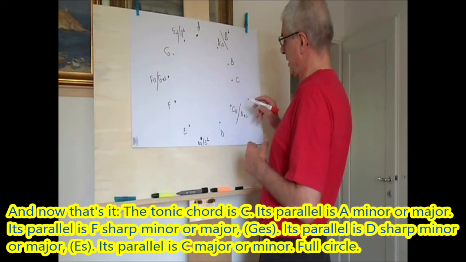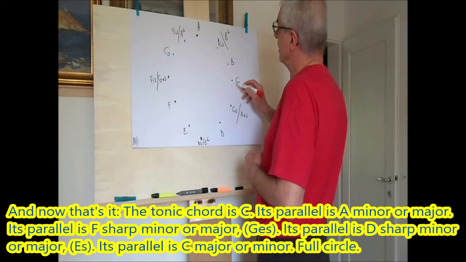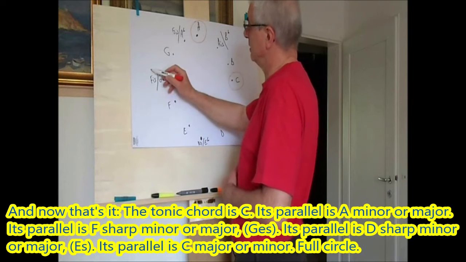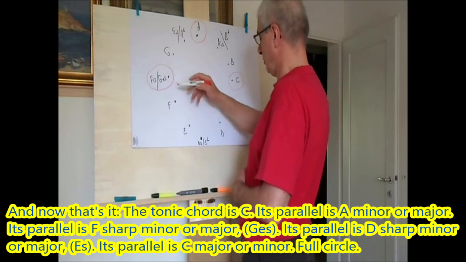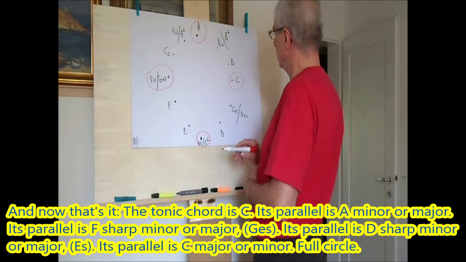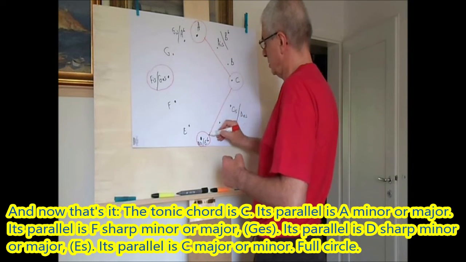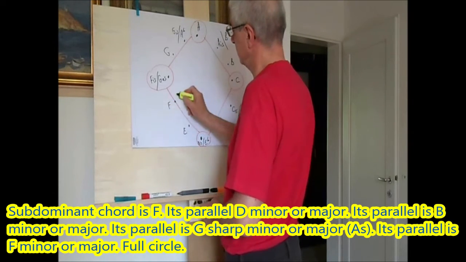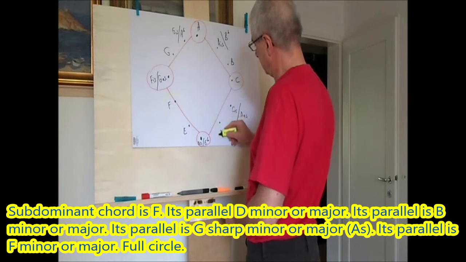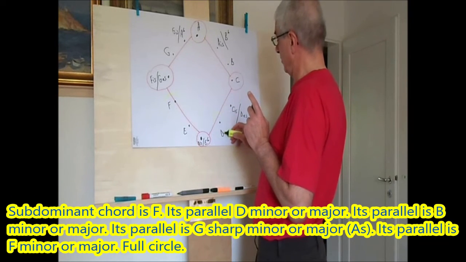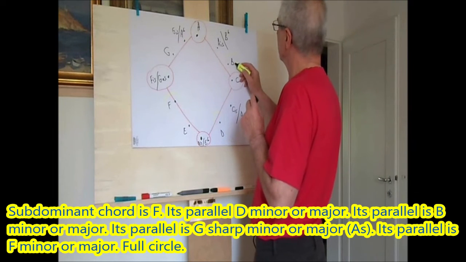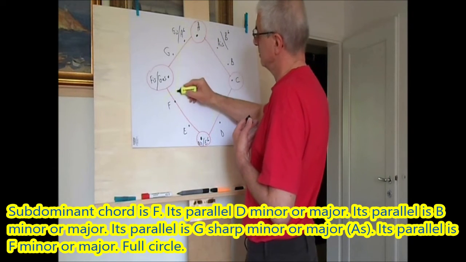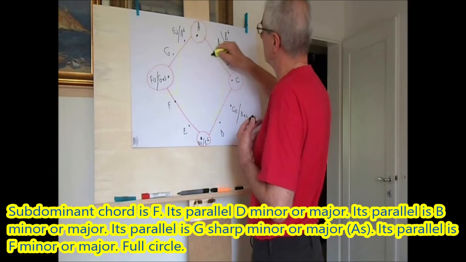The tonic chord is C. Its parallel is A minor or major. Its parallel is F sharp minor or major. Its parallel is D sharp minor or major. Its parallel is C minor or major. Subdominant chord is F. Its parallel is D minor or major. Its parallel is B minor or major. Its parallel is G sharp minor or major. Its parallel is F minor or major.